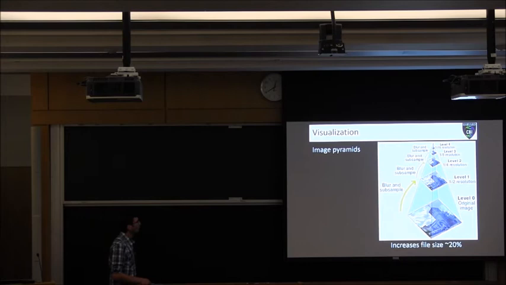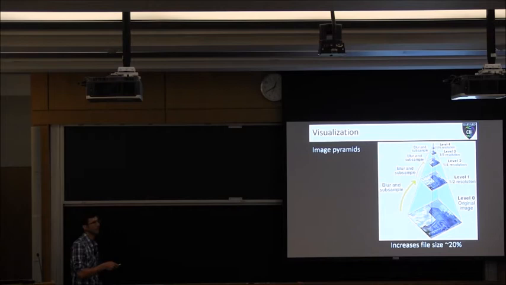What is most commonly done now is a combination of pyramids and tiling and blocking. So what we do here is an image pyramid. This is what Google Earth is kind of famous for. You take your original image and then you produce a downsampled version of that, another one, and another one, and another one. And so what you can do is, if you're looking at a very zoomed out portion, you just load in a low resolution image.